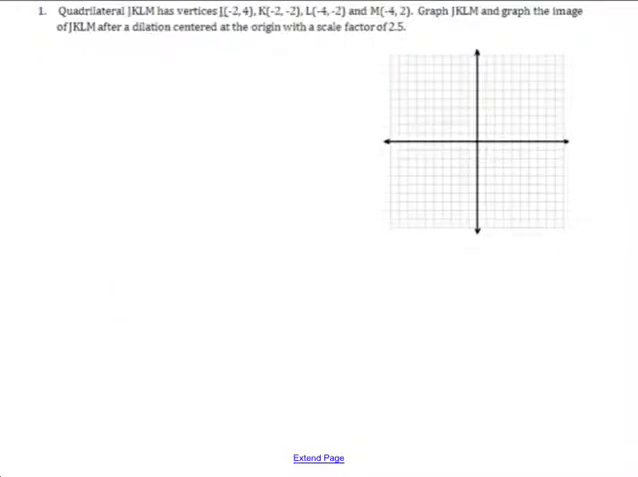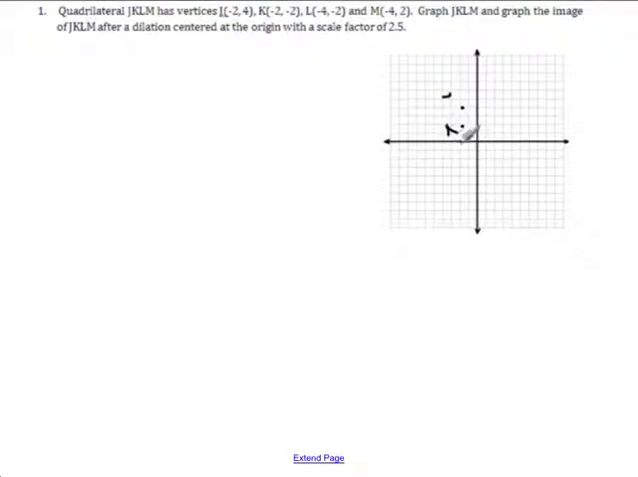So let's go ahead and take a look at number 1. So quadrilateral JKLM has the vertices (-2, 4). So let's go ahead and plot those points. So going left 2, up 1, 2, 3, 4. And plotting that point. (-2, -2), left 2, up 2, which is here. And let's go ahead and make sure we label those. So we have J and we have K.